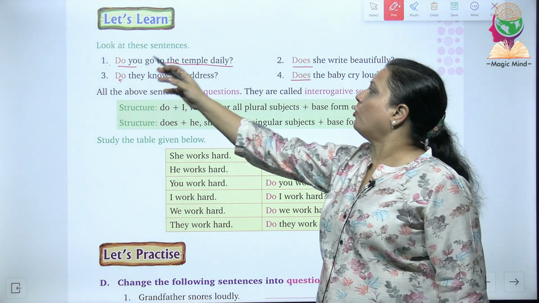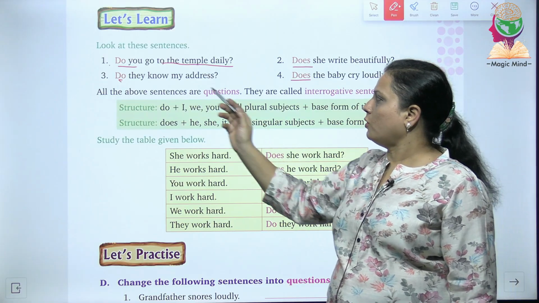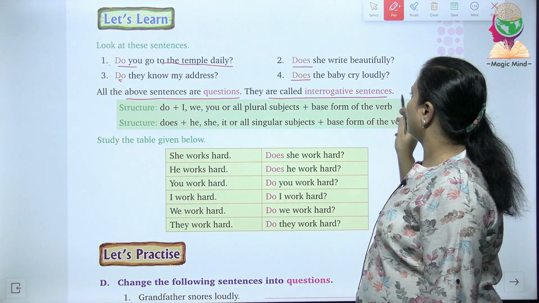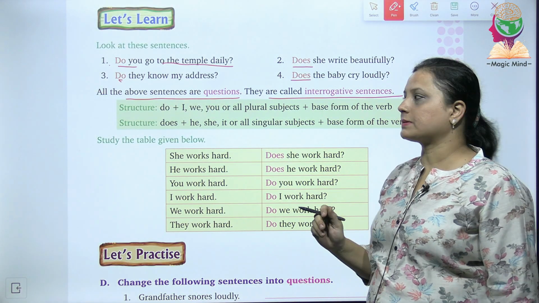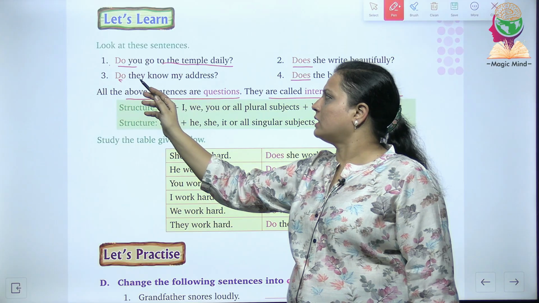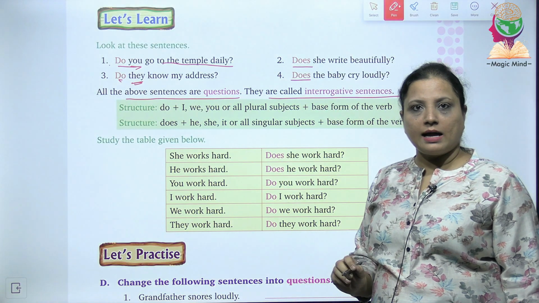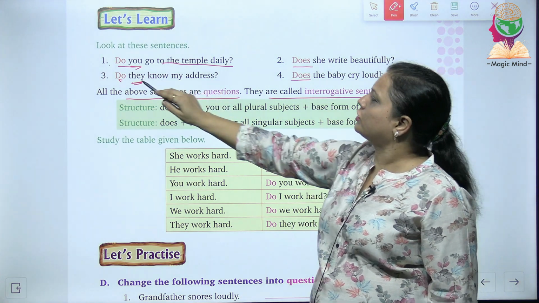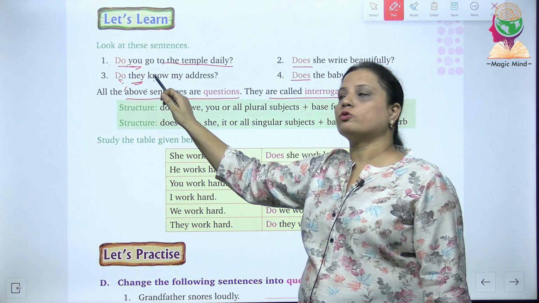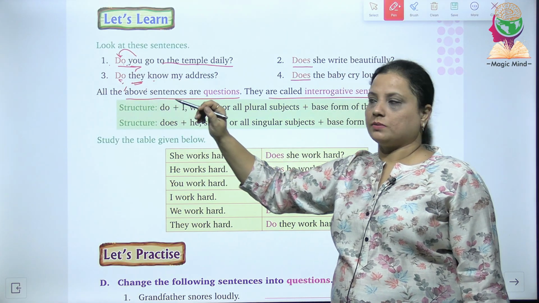Now in these 4 sentences you can see they are asking questions. So all the above sentences are what? They are questions and they are called interrogative sentences. What did you observe over here? What we are observing is with plurals like they, you, I, we and plural subjects we use do. What do we use? Do. And where will we use it? We will use it before the subject.